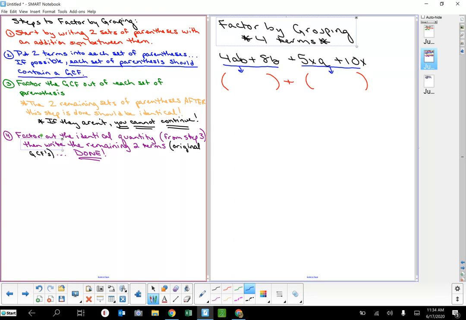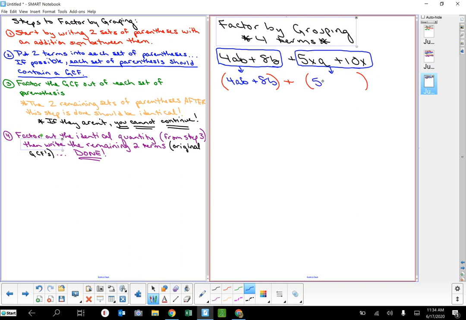So if you kind of plan this out, if you use the first 2 terms, do you have a GCF? Well, yes, you have a 4b. And if you use the second 2 terms, do you have a GCF? Well, yes, you have a 5x. So I'm going to go ahead and do that. So 4ab plus 8b and 5xa plus 10x.